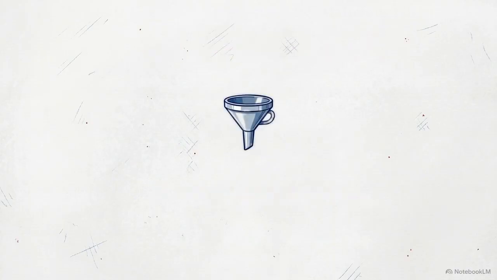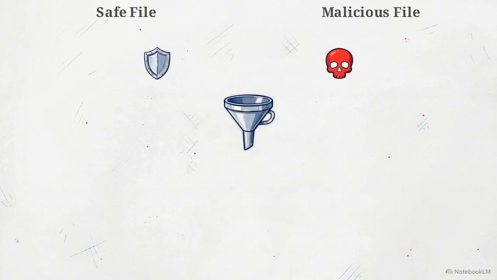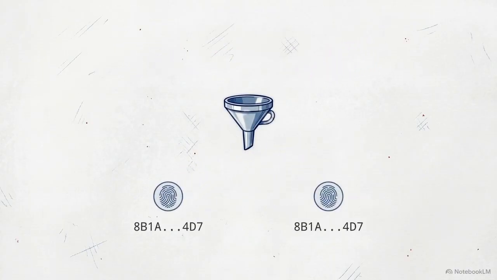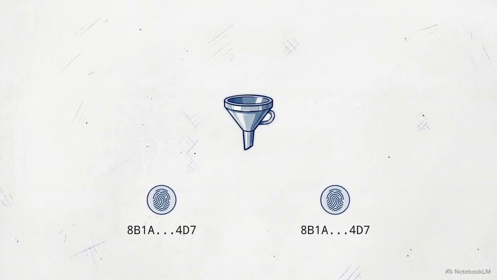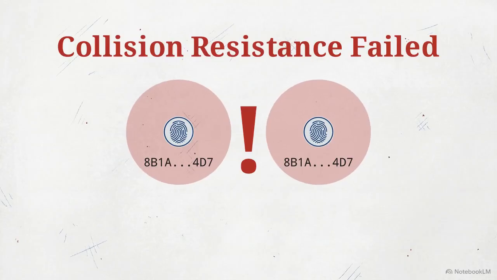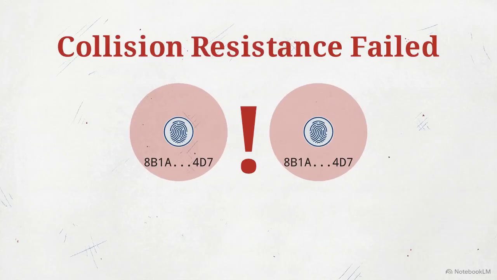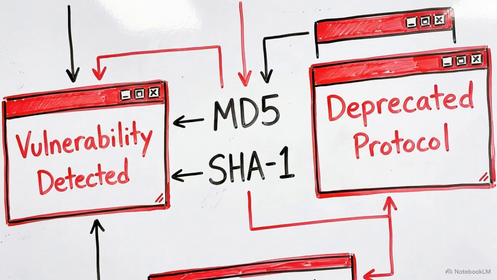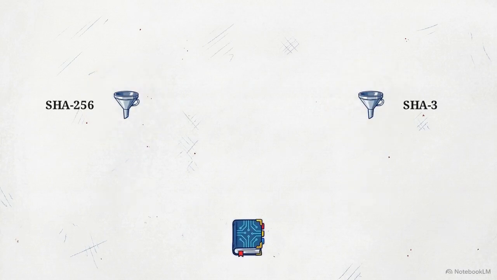Consider this scenario. An attacker creates a malicious file that generates the exact same digital fingerprint as a safe file. Which mathematical property of the hash function has failed? That is a failure of collision resistance. Researchers successfully executed collision attacks against MD5 and SHA-1, rendering them obsolete. Today, verifying digital certificates and blockchain ledgers requires the collision resistance found in the SHA-256 and SHA-3 families.